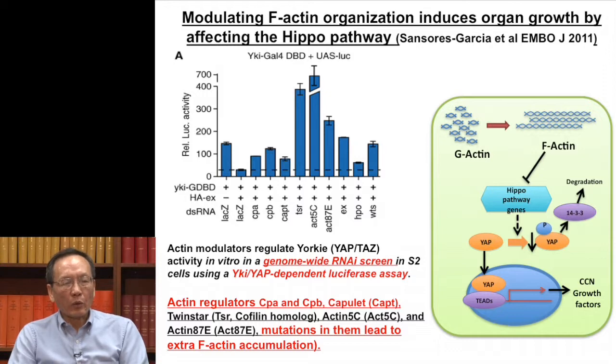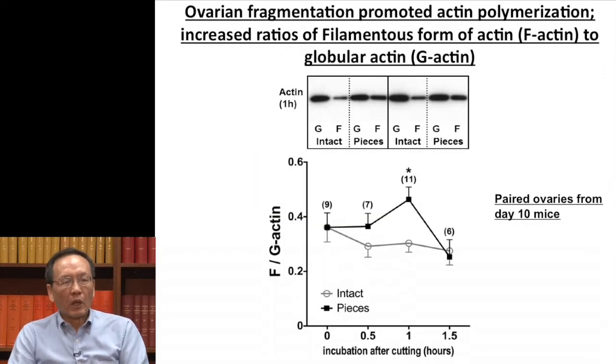So then we ask the question, can the cutting, the ovarian fragmentation, promote actin polymerization? We measured the F-actin and G-actin levels, and you can see the black line shows the fragmented ovary, and the white line shows the one without fragmentation. There is a transient increase in F-actin formation. So with this knowledge of the mechanism, we can actually go to the next phase.